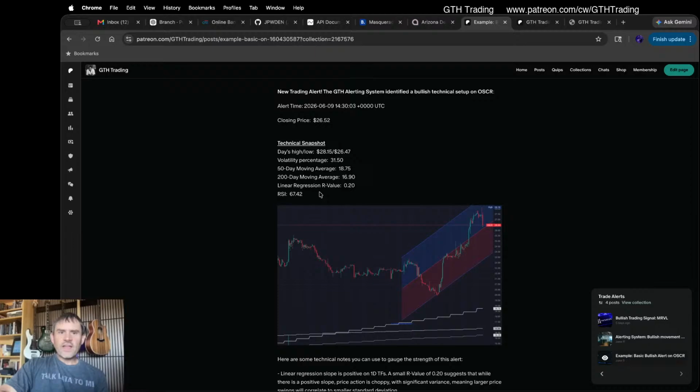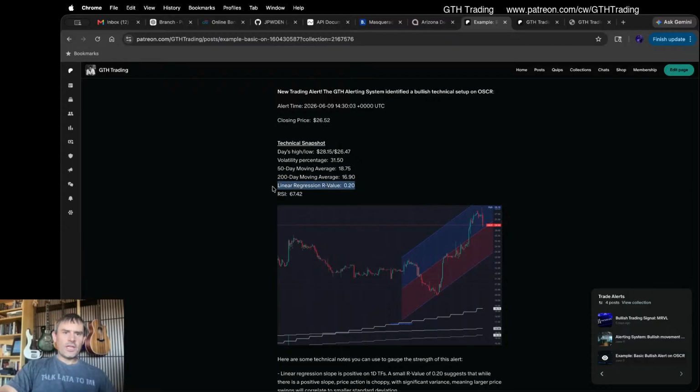And there's a small technical snapshot. We give the highs and the lows, volatility, moving averages. I've added to this more for data right now than analysis. There's a 5 and a 20 day as well. You guys know that I love the 5 and the 20 day.